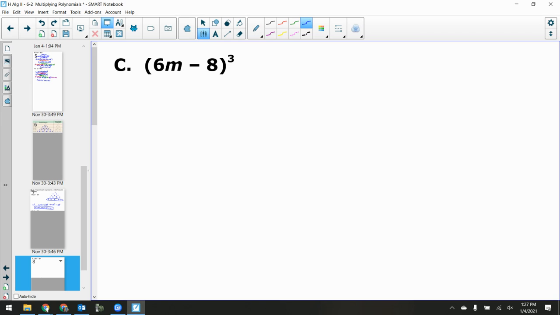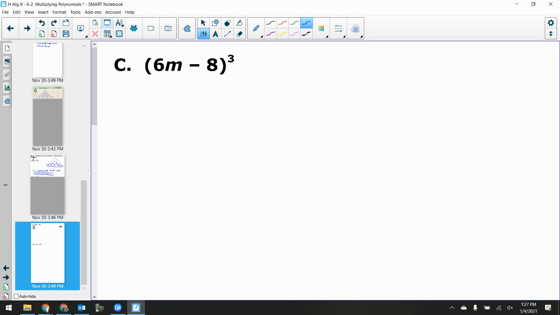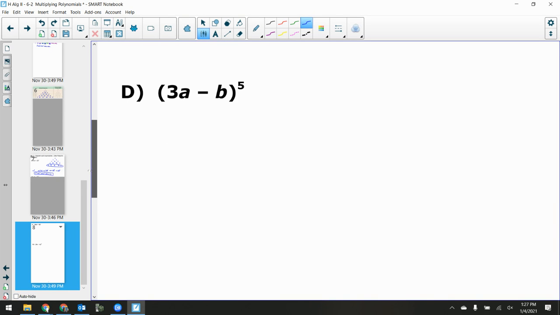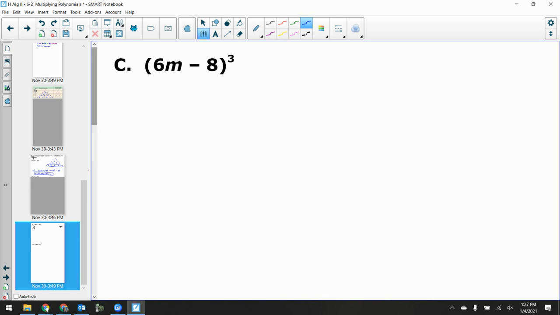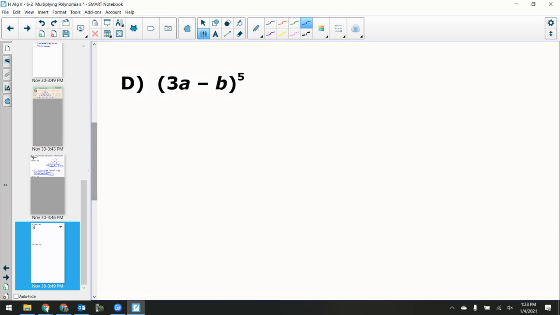6m minus 8. It's a little bit more difficult when you have numbers and variables. I'm going to jump to example C. Oh, you know what? Shoot. I'm sorry. Let's do D. Because honestly, raised to the 3rd power, just multiply it out. If I've got something raised to the 5th power, think about how difficult this would be to actually just go through like brute force and multiply it out. Let's try to do it with Pascal's triangle.